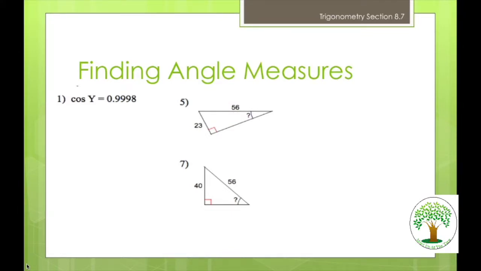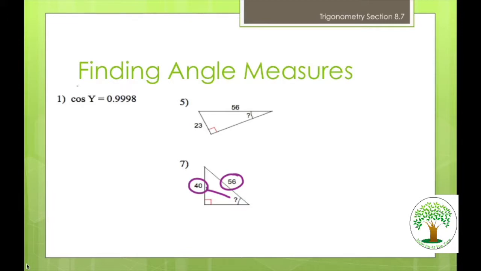Actually, I might have wanted to do 6 because this is going to have a similar idea. Okay, so we are looking for the question mark. 40 and 56, are those opposite, adjacent, hypotenuse? Adjacent and hypotenuse again?